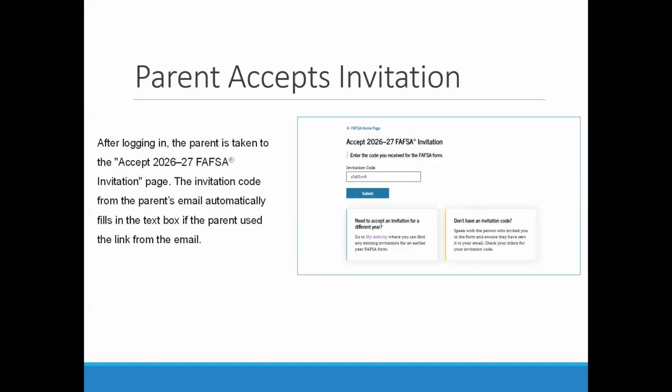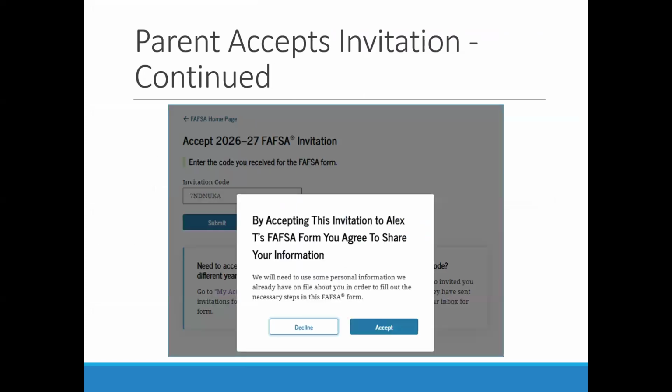After logging in, the parent's taken to the Accept the 2627 FAFSA invitation page, and then the invitation code from the parent's email automatically fills in the box if the parent used the link from the email, which is nice and slick and allows things to move quickly. The parent will then accept the invitation, and you agree to share your information on the FAFSA.